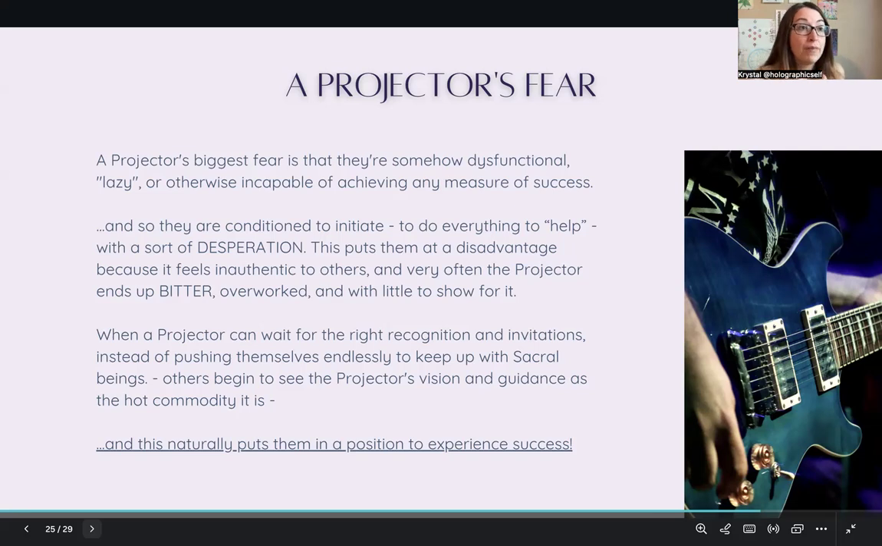That can show up as bitterness in projectors when we do and do and do and push and offer things, and then it's not received well, or we don't get the invitations that we really want. Or worse, we get the invitation, but it's a fraction of what we were hoping for. Very often projectors end up compromising. They say yes to things that are a 6 out of 10 when really they wanted that 8, 9, or 10. That can be another thing to watch out for, because we don't have consistent energy. We need to honor that fact in us.